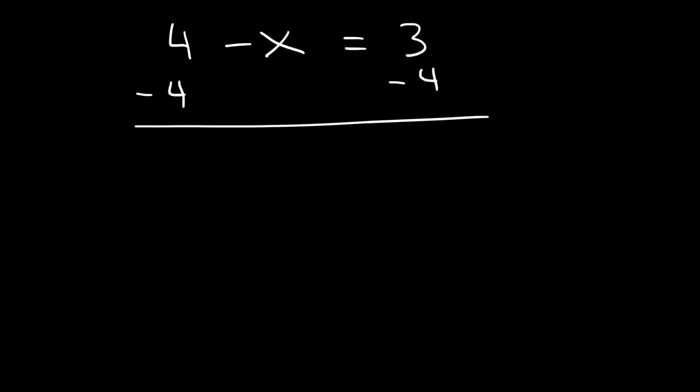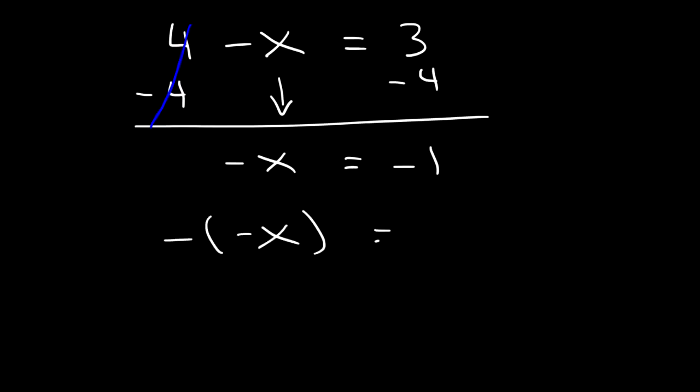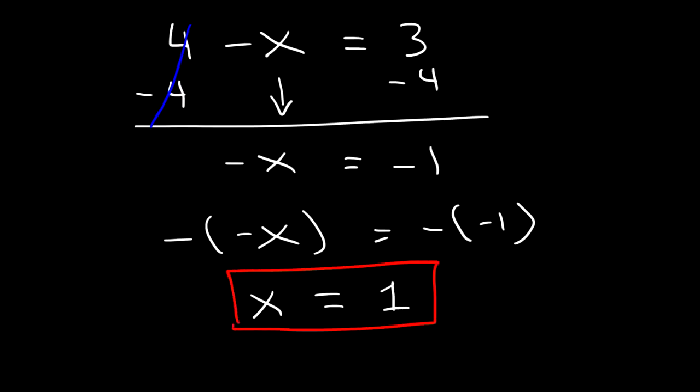Try a similar problem. Let's say that 4 minus x is equal to 3. Go ahead and find the value of x. So like before, we're going to subtract both sides by 4. 3 minus 4 is equal to negative 1. And let's bring down the negative x. So now let's multiply both sides by a negative sign. So on the left, we have negative times negative x, which is positive x. Negative times negative 1, that's positive 1. So x is equal to 1. And it makes sense because 4 minus 1 is 3.